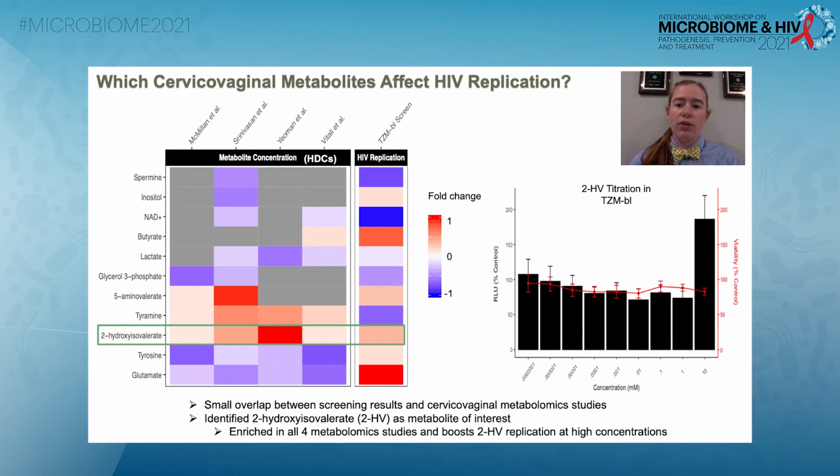So if we overlay the results from the high-throughput screen with data from the published metabolomic studies, we can identify a small subset of cervicovaginal metabolites of interest, which is what I'm showing you here in this heat map. So we have particularly focused on this 2-hydroxyisovalerate, or 2-HV molecule, as this metabolite was enriched in HDC fluid across all 4 studies, and it increases HIV replication in our TZM-bl screen at high concentrations.